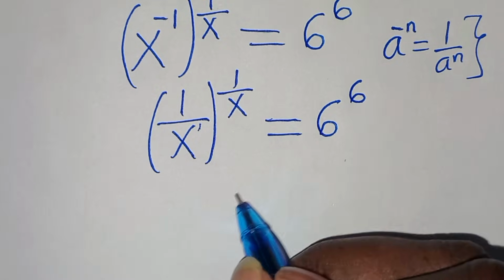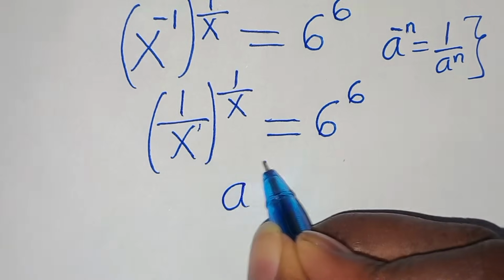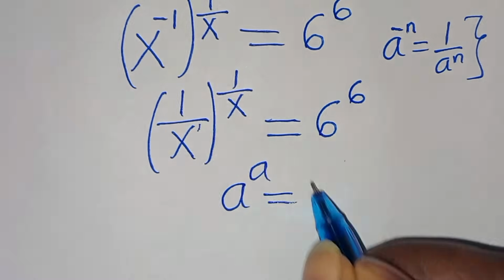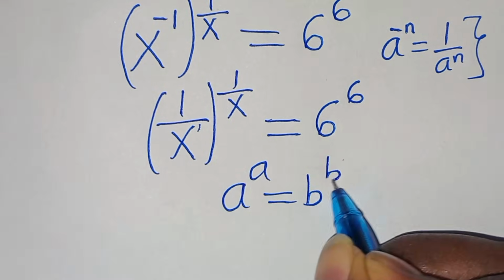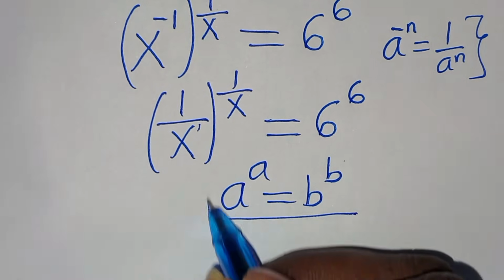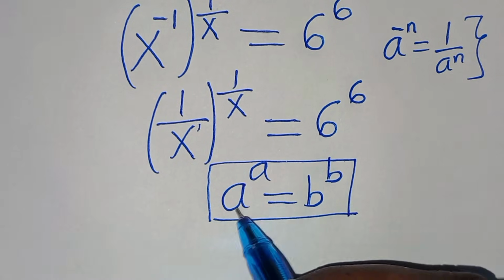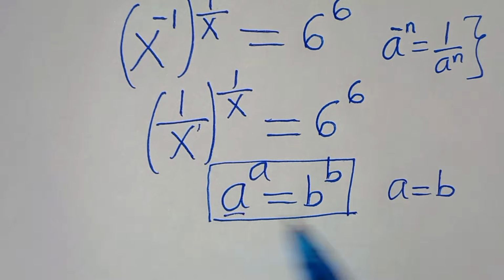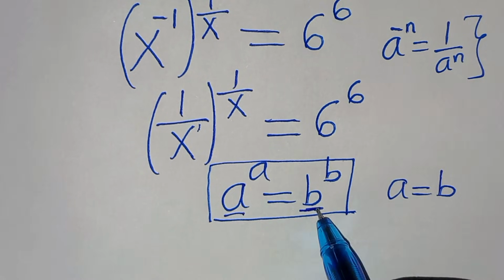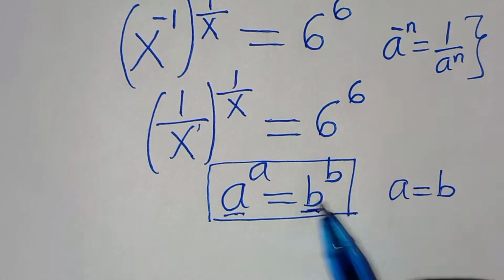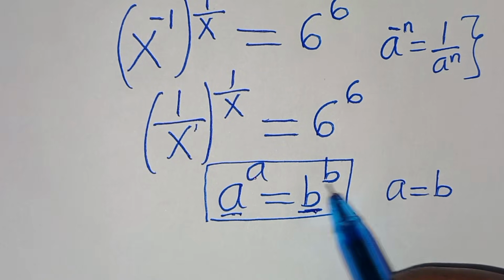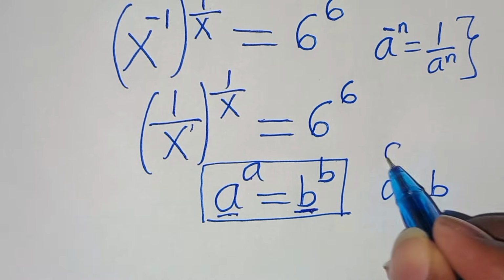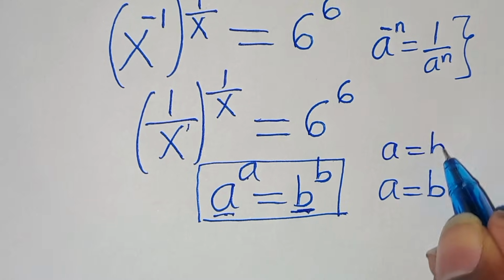Now we have that a to the power of a, this is equal to b to the power of b. Then this means that a is equal to b. This means that the base is equal to the base on the other side. So that means that a is equal to b, and the exponent a is also equal to b.